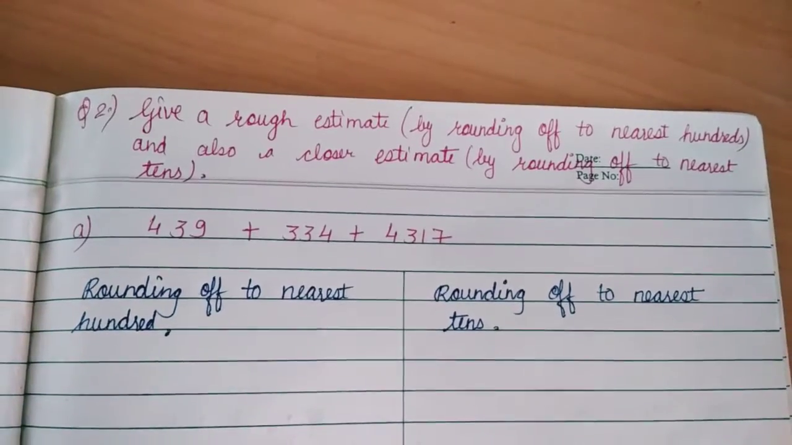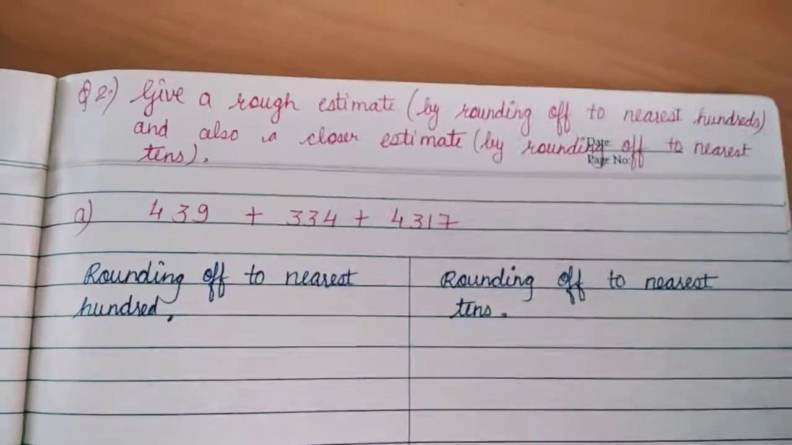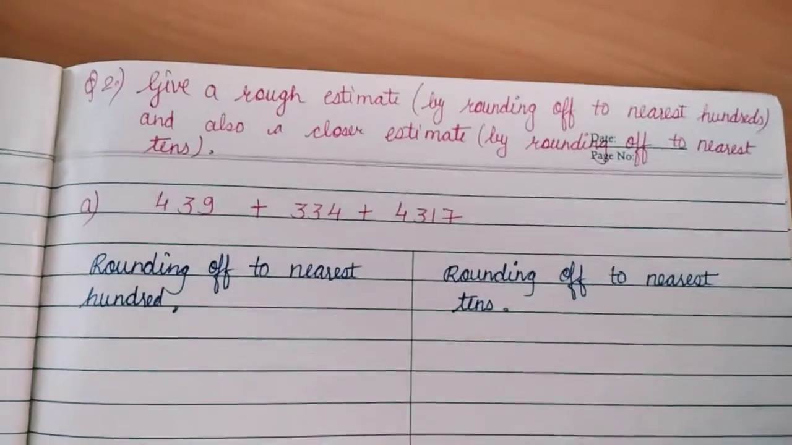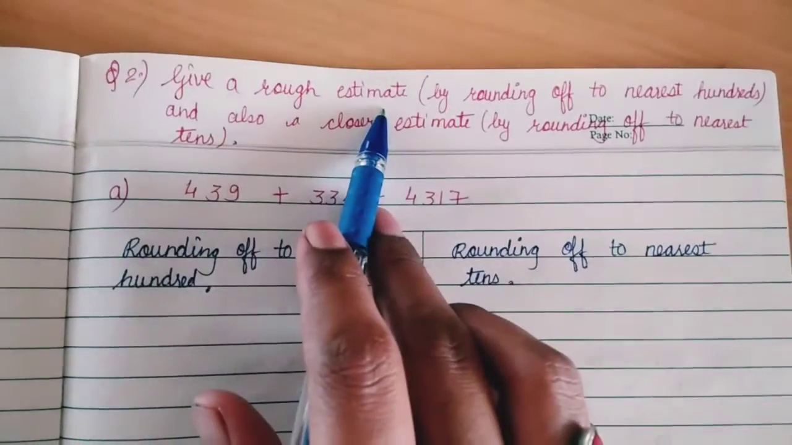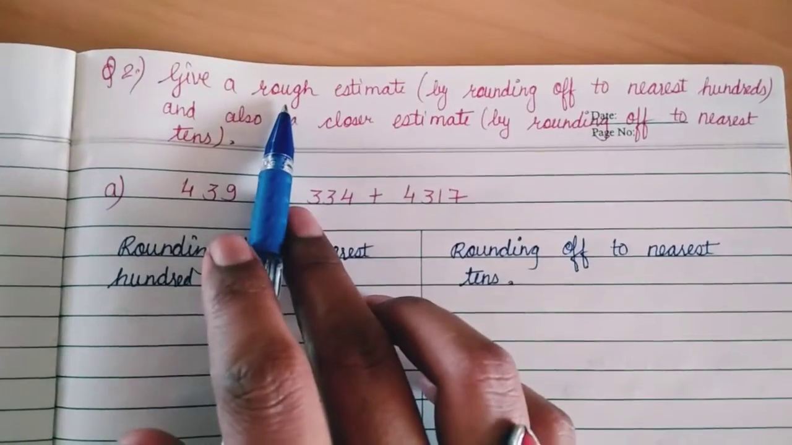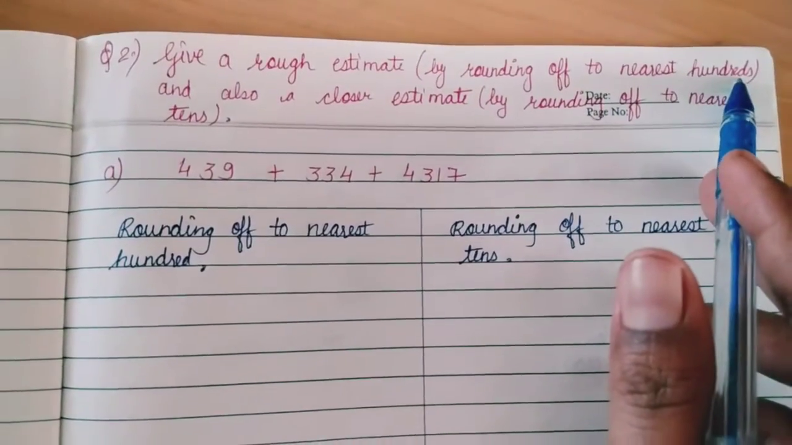In this video we will see the solution of question number 2 of exercise 1.3 for class 6th. Question number 2 is: give a rough estimate. So how can we get a rough estimate? Given in the bracket, by rounding off to the nearest thousand.